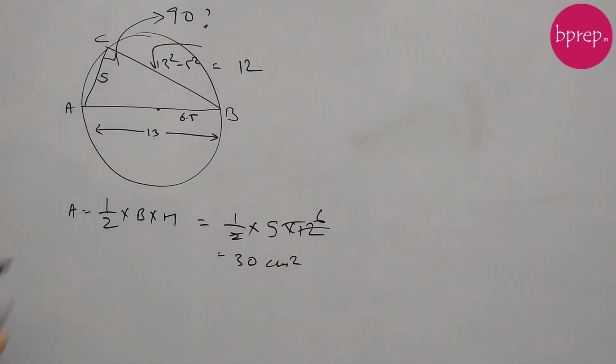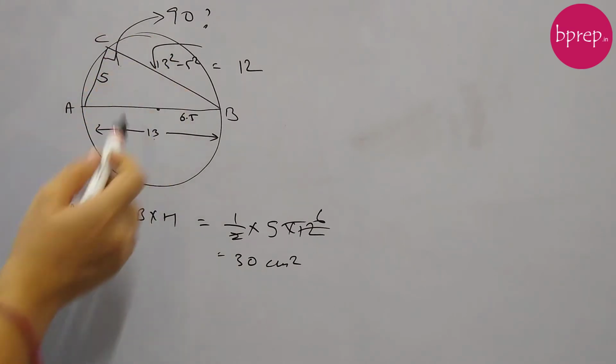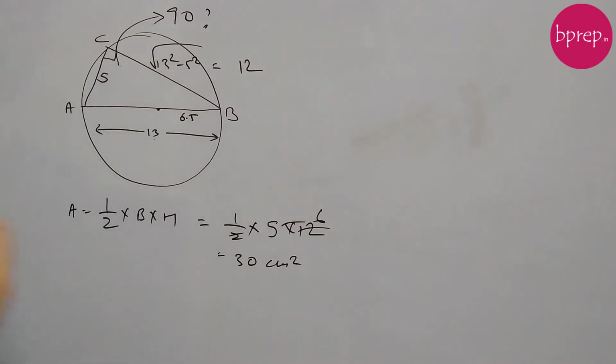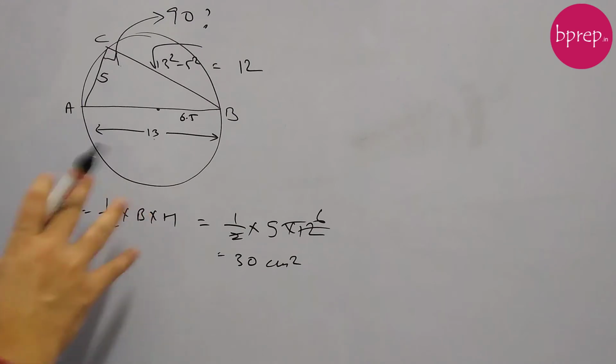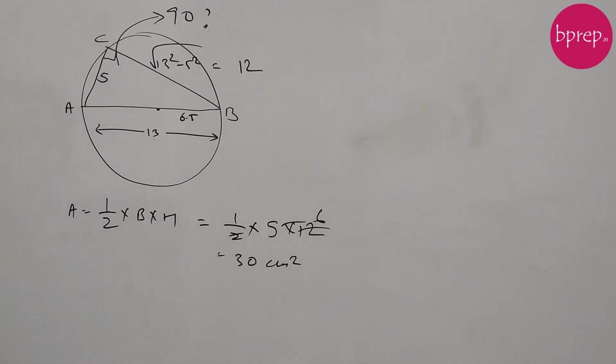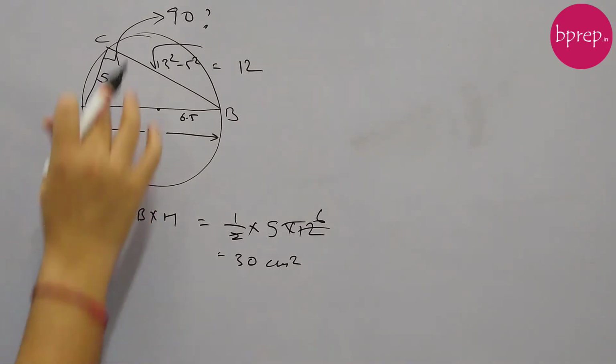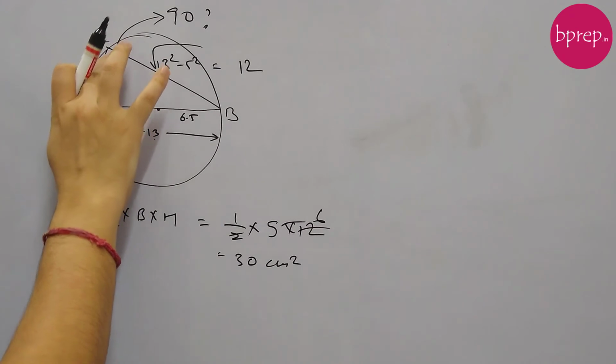Okay, now we'll see two things: why we are saying this angle will be 90 degree, why a diameter subtends 90 degree, and we'll also see the twist in the question and how it can be asked again. So let's say this is the circle. Okay, let's make this diagram a bit clean.